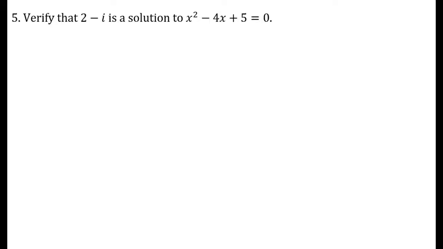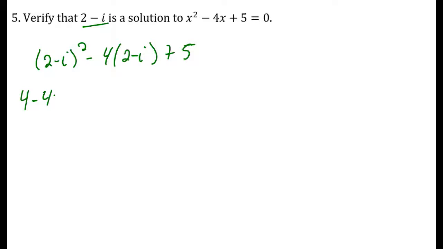Verify that 2 minus i is a solution to that equation. Now there's a couple ways to do this. You could actually solve this equation by using the quadratic formula, or you could substitute. You could take 2 minus i and plug it in. So I have (2 − i)² minus 4 times (2 − i) plus 5. Hopefully we get 0. (2 − i)² is 4 minus 4i plus i squared, distributing a negative 4 here, minus 8 plus 4i plus 5.